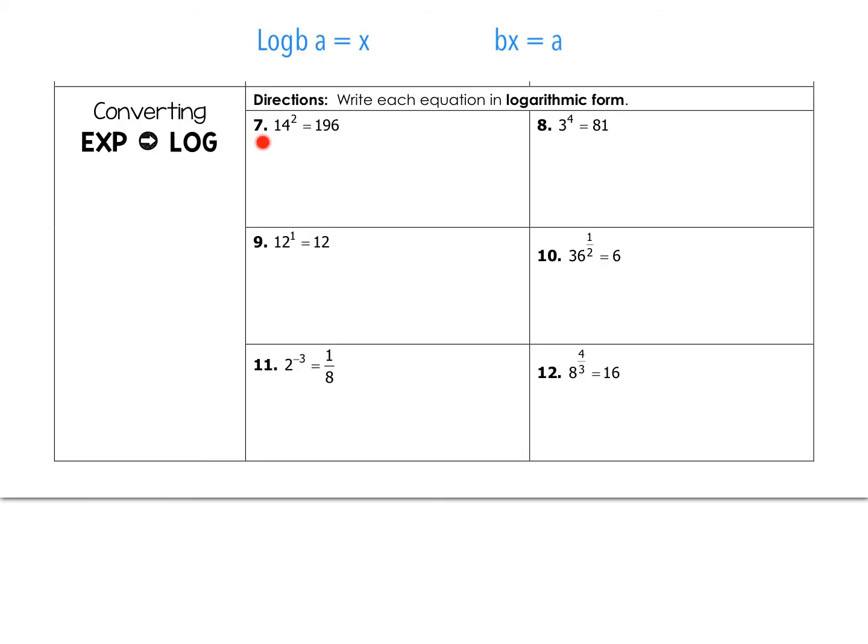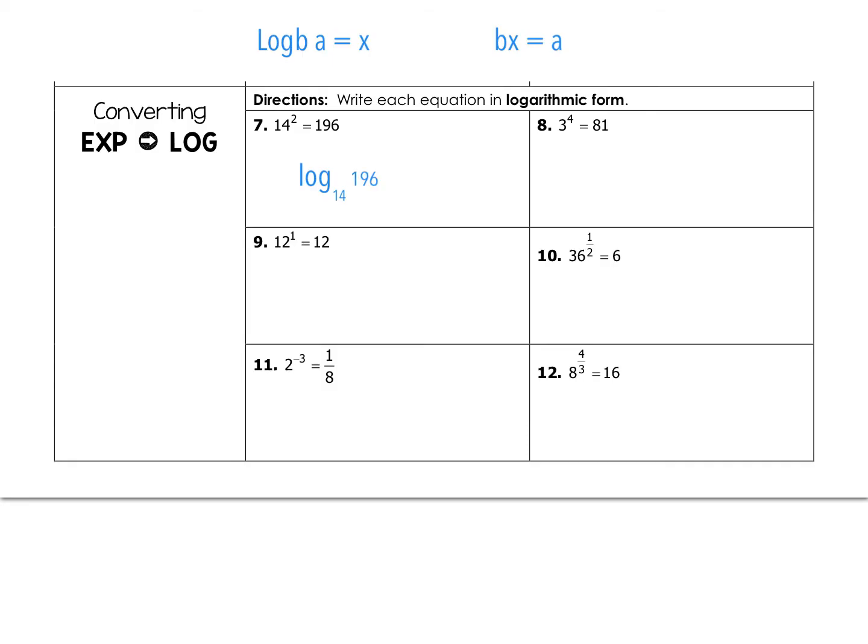So let's go ahead and take number 7, which is 14 to the second equals 196. So I know that the base is the same. So when I look at this, the base is 14. So I know I'm going to have log base 14. And when I look at this, what it equals becomes what the log base 14 of what it's equal to. In this case, it's going to be 196.